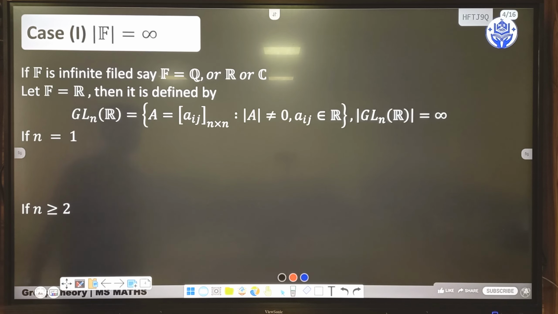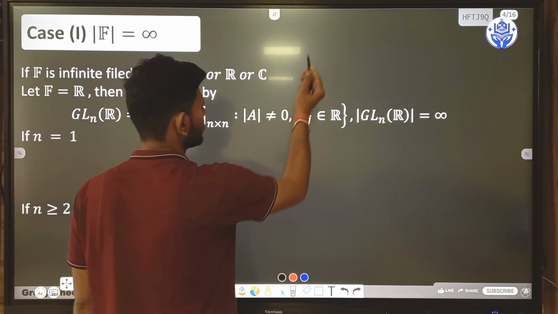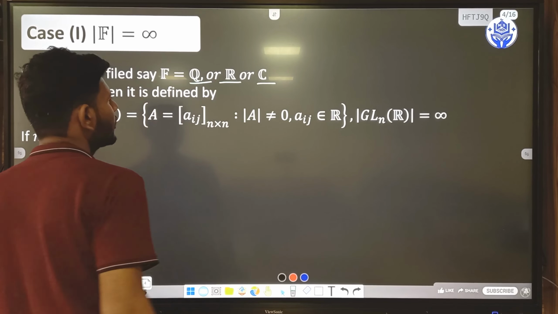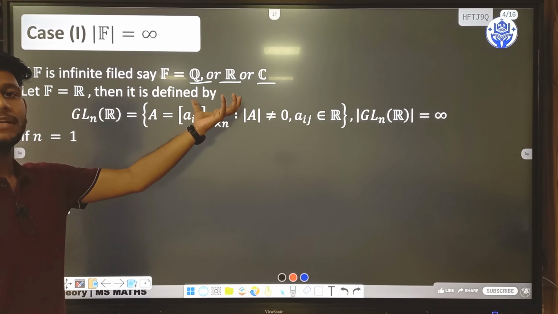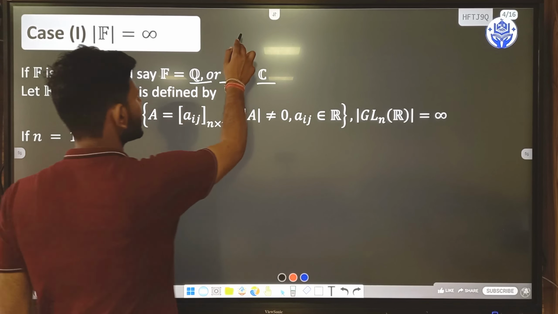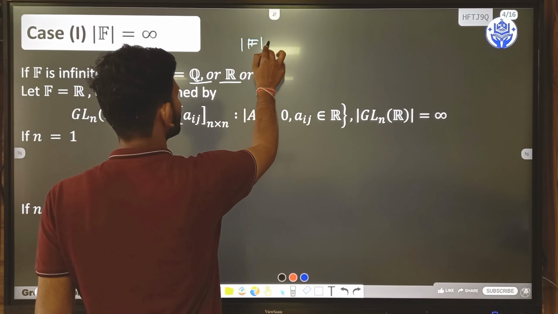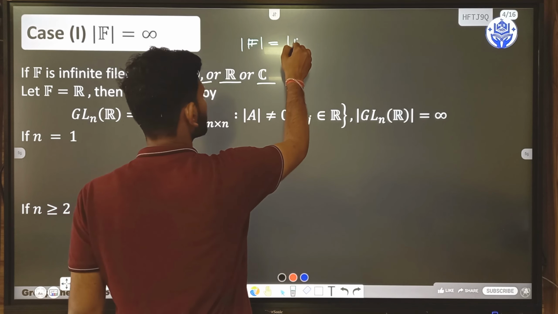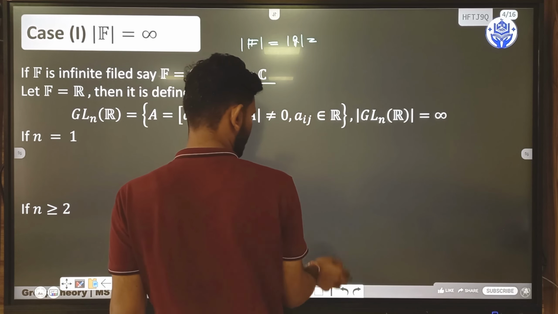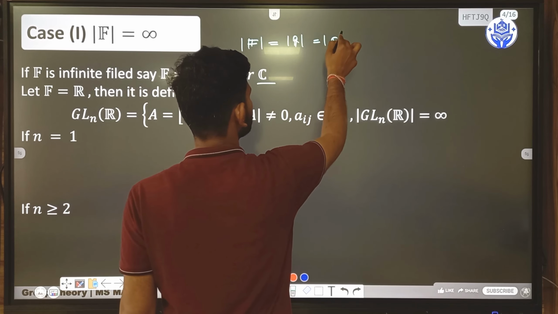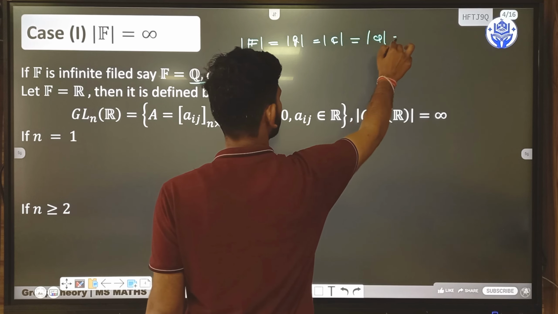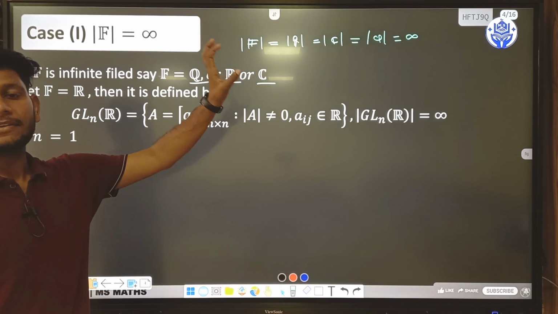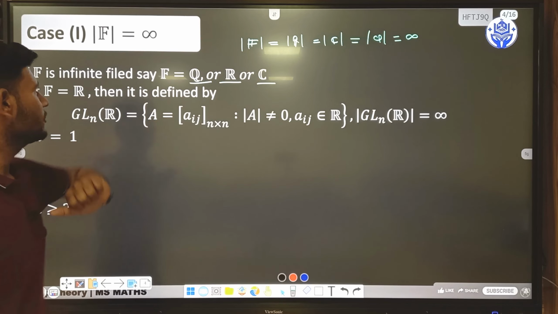Now we have two types of field. Let's say what are the fields that I have explained to you: R, C and Q. These are fields that have cardinality infinite. It means if I define the cardinality of R, the cardinality of C and the cardinality of Q, that is nothing but infinite, so these are infinite fields. So the cardinality of the field is infinite.